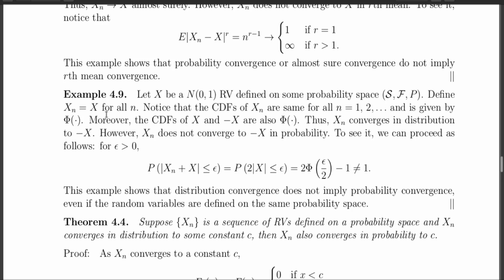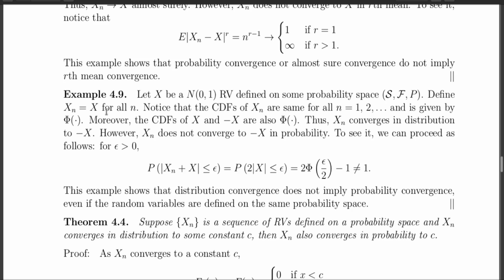So what is the distribution of Xn? The distribution of Xn is capital Phi of x, which is nothing but the cumulative distribution function of normal 0, 1. So for all n, the cumulative distribution function of Xn is capital Phi of x. Not only that, X also has the same distribution function. Not only that, minus X too, because the density function of normal 0, 1 is symmetric about 0, so minus X also has the normal 0, 1 distribution. So Xn, X and minus X all have the same distribution function, capital Phi.